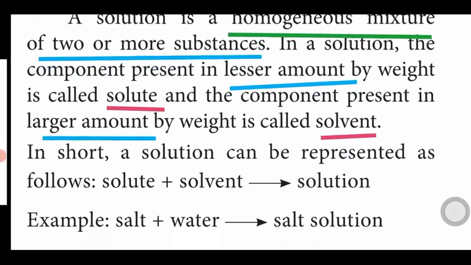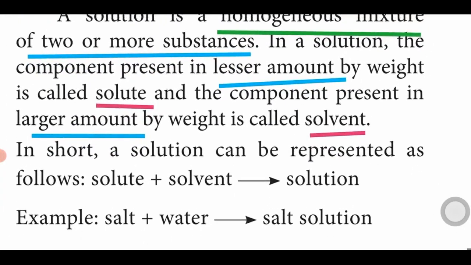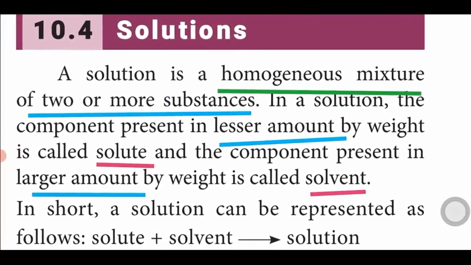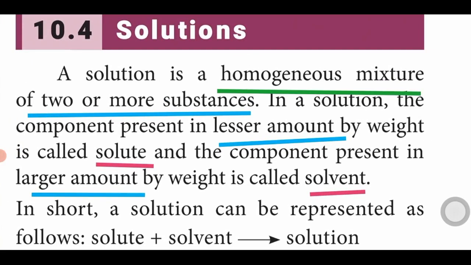How are solutions formed? Solute particles dissolved in solvent, we get a solution. For example, salt solution. Salt acts as the solute, water acts as the solvent. Salt dissolved in water, we get salt solution. Solution is a what mixture? Homogeneous mixture of two or more substances.